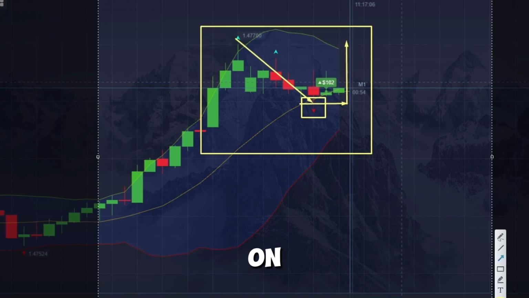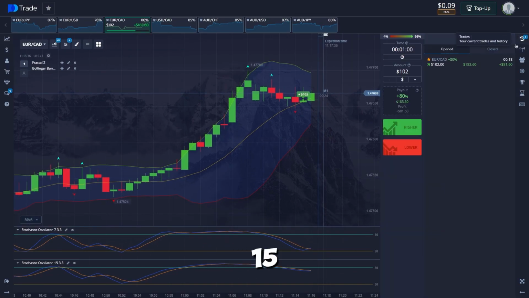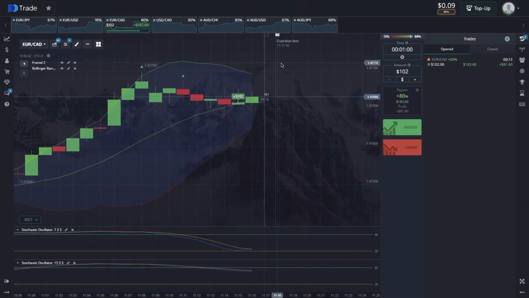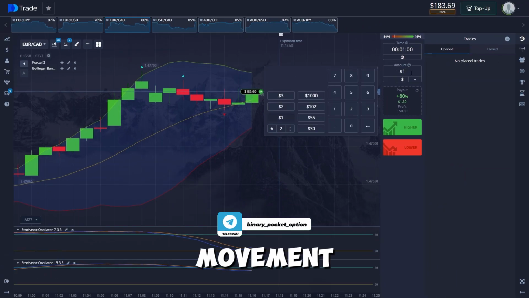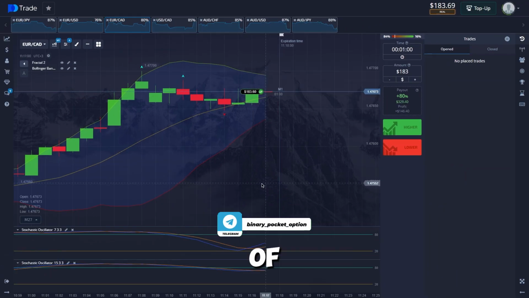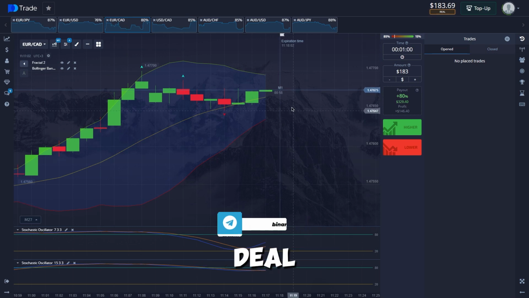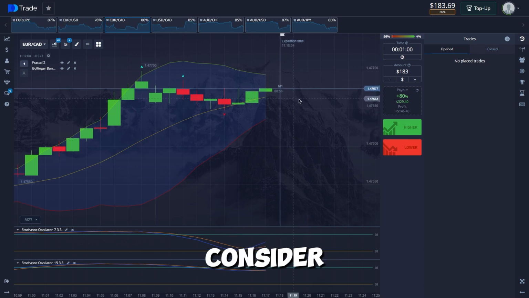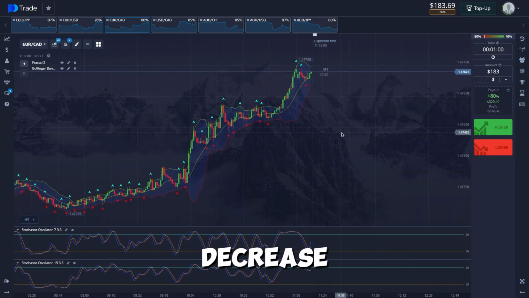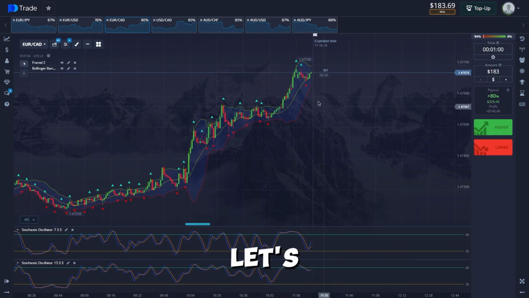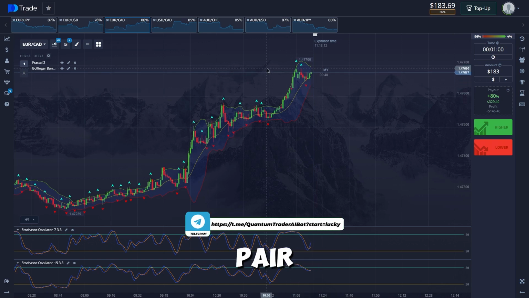And let's keep an eye on the result. We have about 15 seconds left. Our deal closes in a plus? When you see such a pattern of movement and such a combination of indicators, then open a deal to increase. Consider exactly the same entry, but we will open a deal to decrease. And let's select the next currency pair.